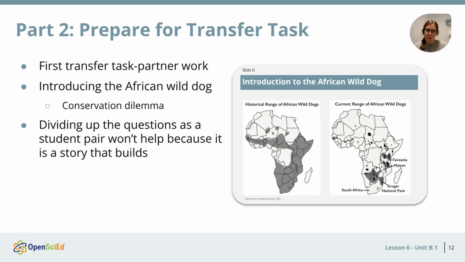I emphasize with my students that even though we're going to be working with partners, it's important that we're not just dividing up the questions, saying, hey, you do questions 1 through 3, I'll do questions 4 through 7, because the story builds as it goes. And if you're not answering some of the questions, you're not getting the complete picture.